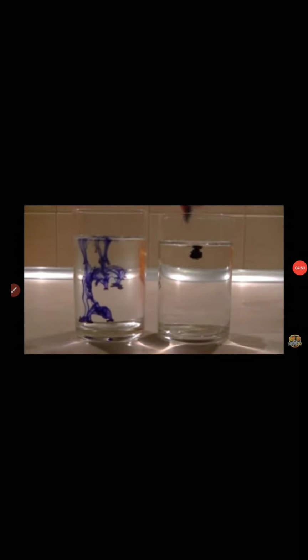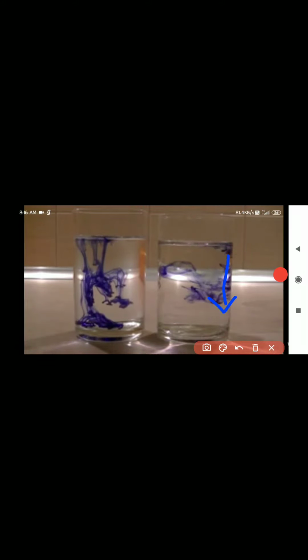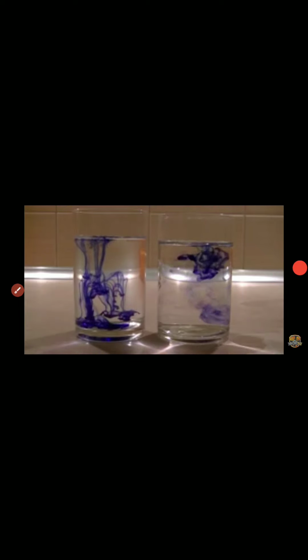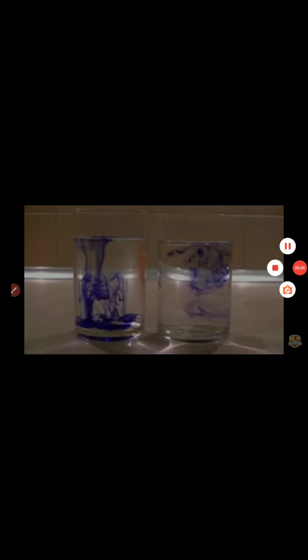Again, you watch this video. We are going to add ink here. Look here, when we add ink, it is continuously moving, isn't it? So from this experiment I can say matter, or the particles of matter, are continuously moving.